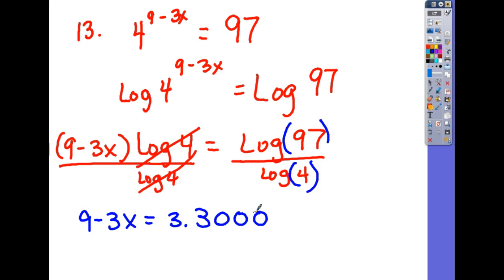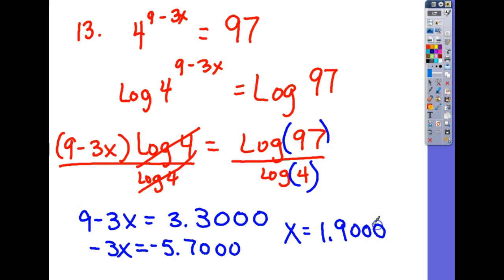I'm going to continue solving. What am I going to do with the 9? Now, when I did my calculator, I didn't clear it out and retype 3.3000. I just put the subtract 9. That's a little bit more accurate, actually. I don't think it makes any difference on this problem, but some of them it does. To continue solving for x, what do I do next? Divide it by negative 3. And so x is equal to 1.9.